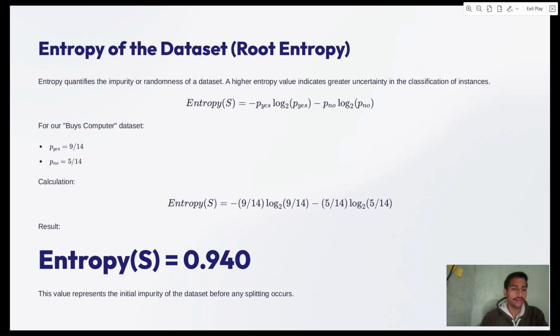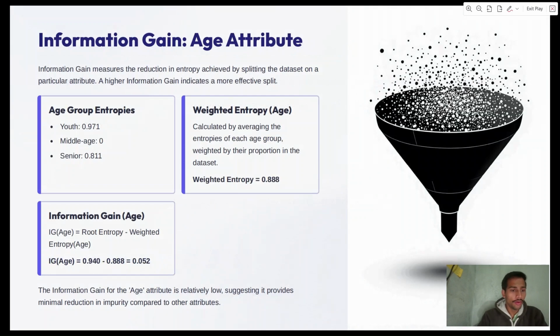Very mixed. Let's see the information gain of age. Now, we try splitting the data by age to see if it helps. We calculate the weighted entropy for youth, middle-aged, and senior. The average entropy drops to 0.888. The information gain is the difference, 0.940 minus 0.888, which is equal to 0.052. This gain is quite low, meaning it does not help us separate the yes and no groups very well.